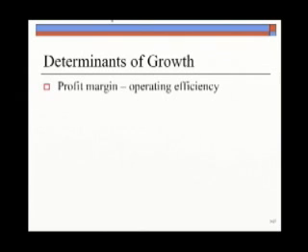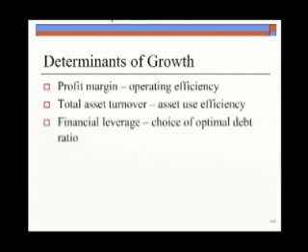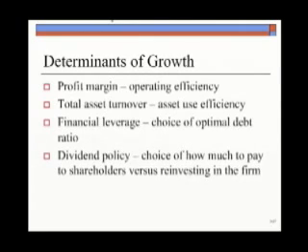Now, if you go back and think about the DuPont ratio, all of these will make perfect sense to you. Remember, the DuPont ratio had three components. The first was the profit margin. The second was the total asset turnover. The third was the financial leverage. And those three things gave us the return on equity. And then the fourth, so remember, the sustainable growth rate has return on equity and plowback, and so the fourth is the dividend policy, which determines the plowback.